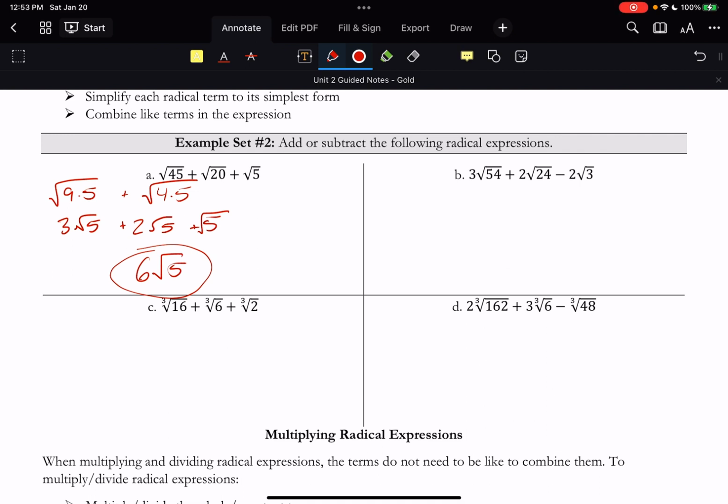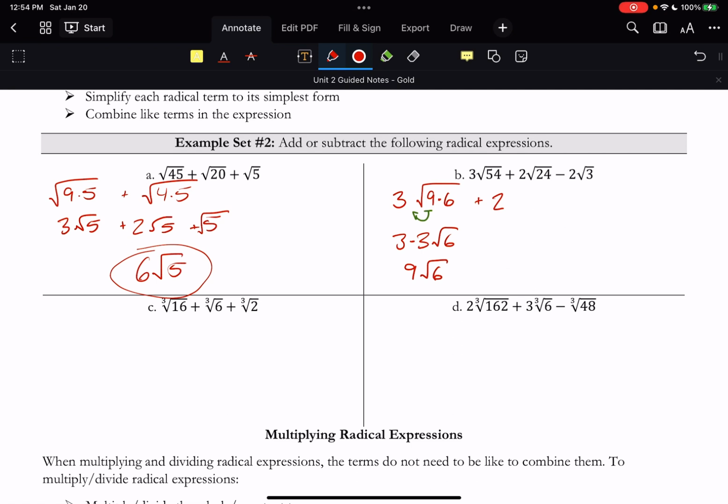B, I can't add or subtract anything together yet. So I have 3 times the square root of 54 plus 2 times the square root of 24 minus 2 times the square root of 3. So if I take a look, the square root of 54, perfect square factor is 9, so it gives me 9 times 6. And I know that the square root of 9 is 3, so that's being multiplied together. So 3 times 3 square root 6 gets me 9 square root 6.